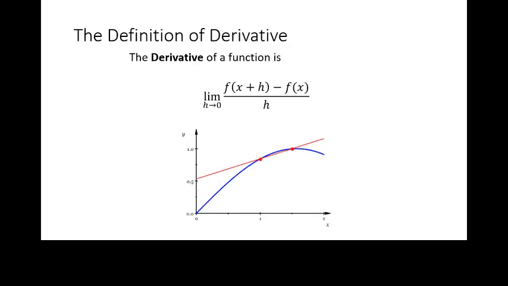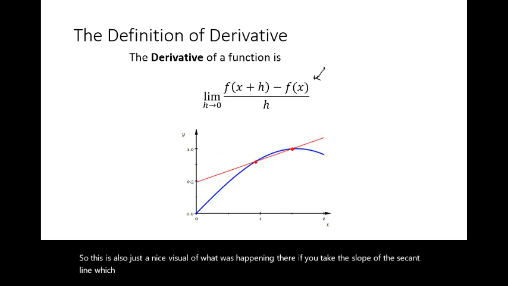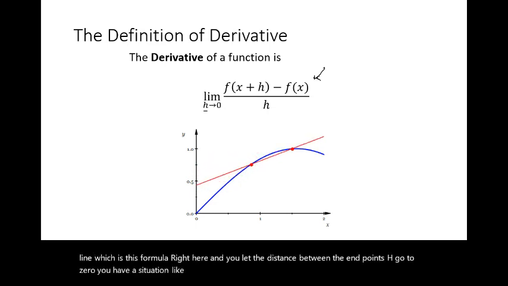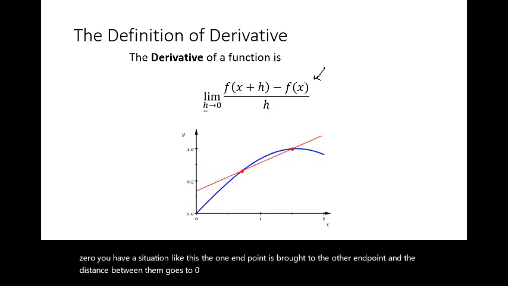This is also just a nice visual of what was happening there. If you take the slope of the secant line, which is this formula right here, and you let the distance between the endpoints h go to 0, you have a situation like this. The one endpoint is brought to the other endpoint, and the distance between them goes to 0. And you can see by this visual that the secant line slowly becomes the tangent line as the endpoints get closer and closer together.